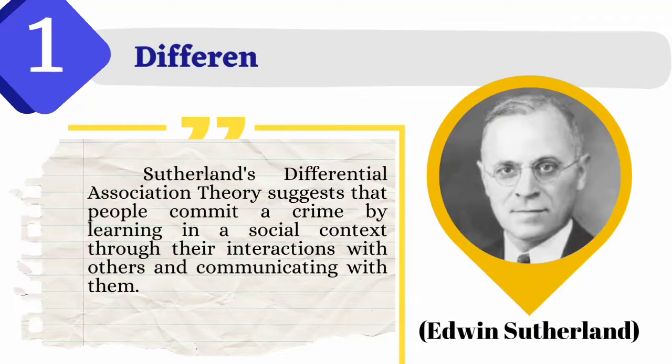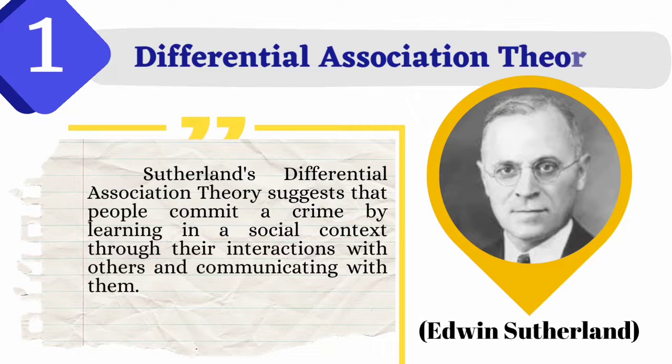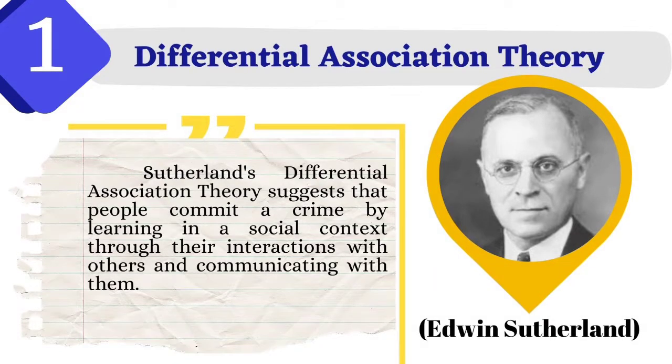So the first theory is differential association theory. Edwin Sutherland developed differential association theory. He produced an important work entitled Principles of Criminology in 1939, in which he outlined this theory. Sutherland's differential association theory suggests that people commit a crime by learning in a social context through their interactions with others and communicating with them. So Sutherland claims that all significant aspects of human conduct, including criminal behavior, are learned. Just like you learn how to ride a bike, read, or cook, you also learn how to commit a crime.